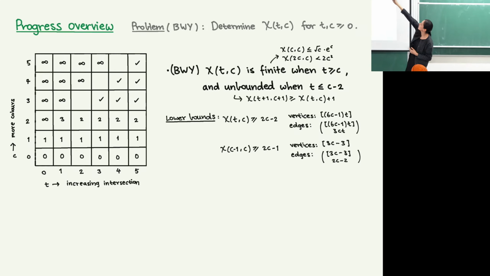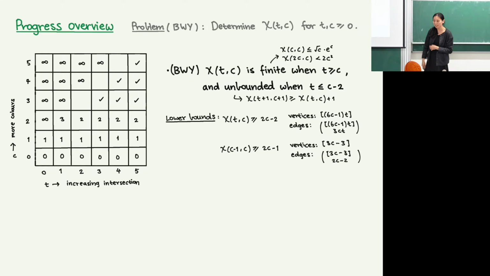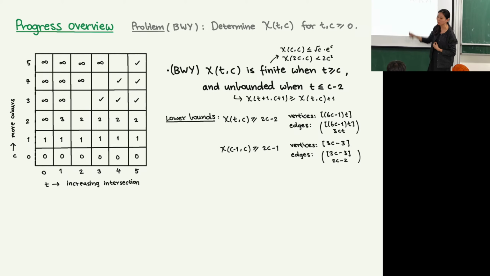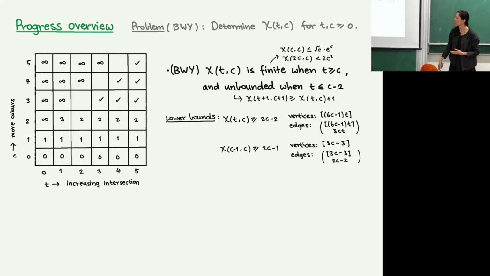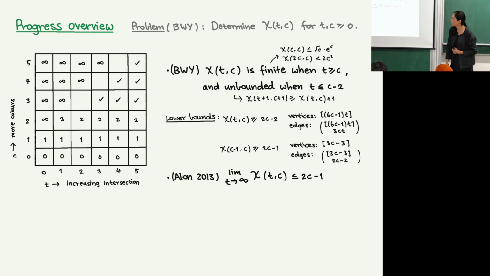They were pretty sure the bounds on top are not tight. So what they guessed was that actually maybe these lower bounds are correct. So maybe chi t c should actually be equal to 2c minus 2 in general, except chi c minus 1, c should be equal to 2c minus 1. Possible. On this top bound, there was some progress on this.